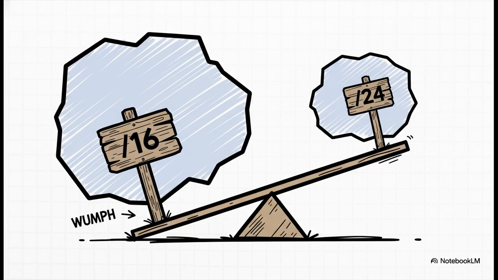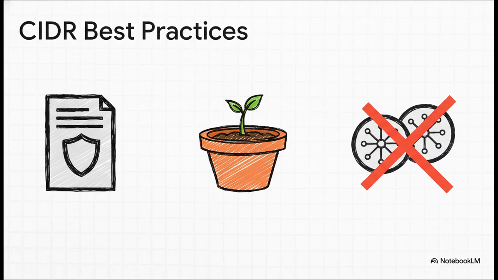And here it is, the crucial, kind of backwards rule you have to remember for the exam. The bigger the number after the slash, the smaller the network. So a /24 network has way fewer addresses than a /16 network. It feels weird, I know, but just remember that little phrase, bigger slash, smaller space. You'll thank me later.